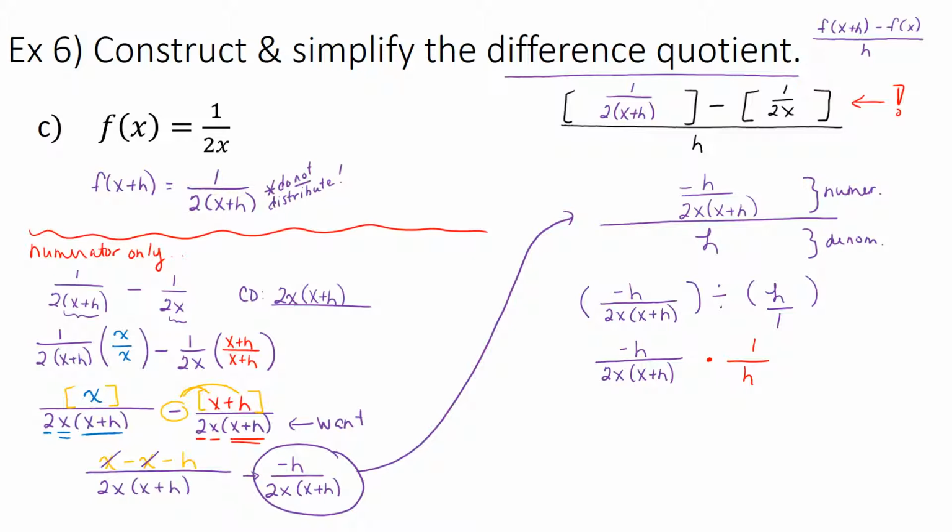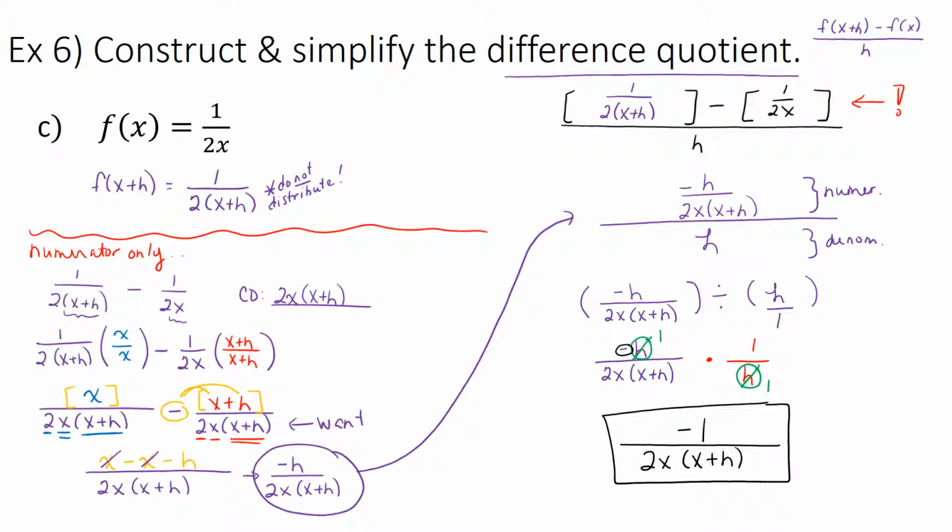Now when you're multiplying fractions, you can reduce if any of the terms or factors appear in the numerator and denominator. And it turns out we have an h somewhere in the numerator and an h somewhere in the denominator. So those do reduce to a value of 1. There's no other factors that appear on the top and the bottom. So in this case, your answer is a negative 1. Notice we have that negative 1 times 1, which is negative 1. And in the bottom, we have 2x times (x plus h) times 1. So that just remains. This would be your final result of the difference quotient.